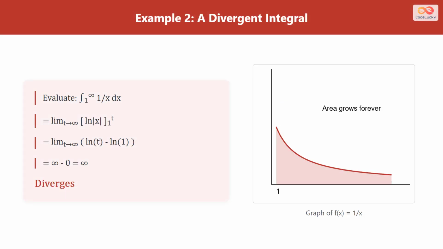Now, consider the integral of 1 over x from 1 to infinity. The antiderivative is the natural logarithm of the absolute value of x. When we evaluate from 1 to t and take the limit, we get natural log of t minus natural log of 1. Since natural log of t grows forever as t increases, the result is infinity. This integral diverges.